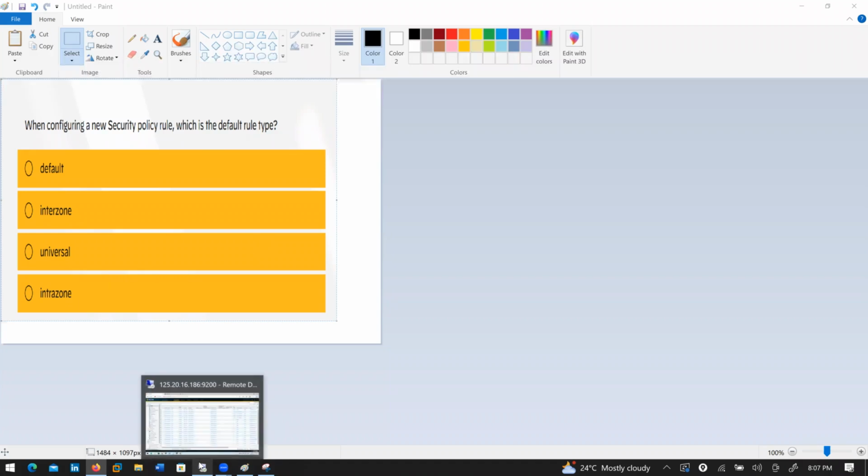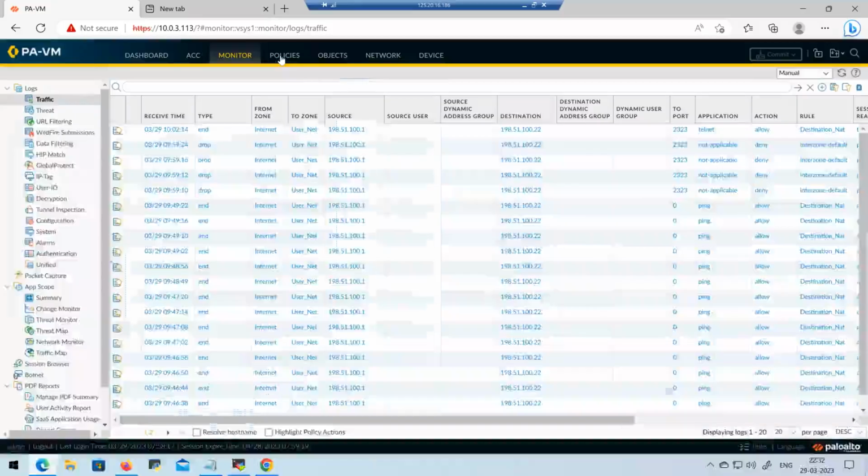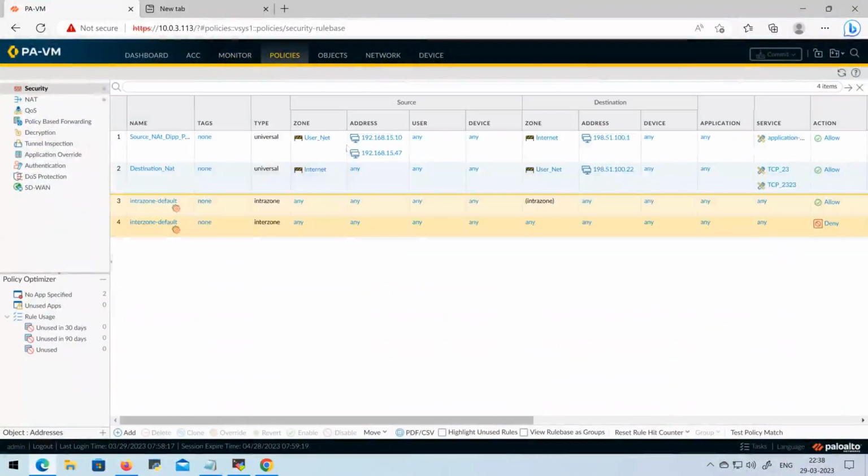Let me show you. See? Universal type. Okay, it will be universal. Exactly. So three types were there, right? Interzone, intrazone, and universal. When we create universal, that means it will be applicable for whatever we have given over here, right? Whether it be interzone or intrazone, it is going to match our zones, right?